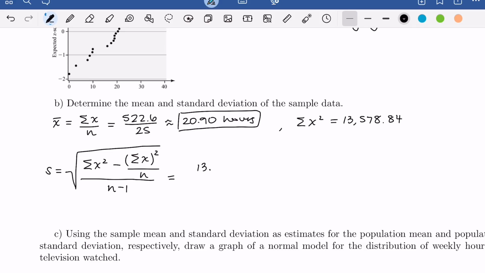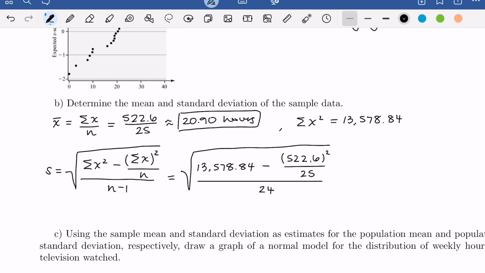So this first value is going to be this. Then we're going to subtract out the sum of our x values and then square it. And then divide that by the number of observations, so 25, and this is all over n minus 1 observations, so 24. And then lastly, we have to square root whatever number we get there. Doing so, we're going to get this is approximately 10.52 hours. So that is going to be the standard deviation for the sample data.